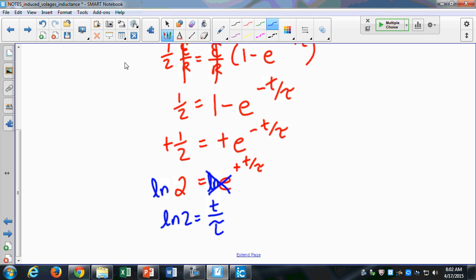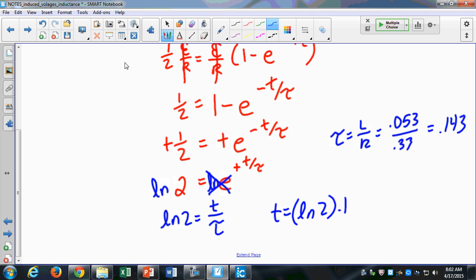What is tau equal to? What is tau? L over R. Anybody know what that is? 0.53, that's right. Don't forget to convert your millihenries to henries, divided by 0.37. What is it? Okay, we'll just get to that. All right, and then we just solve for t. So t is natural log of 2 times 0.143. Somebody tell me what it is. Okay, 0.099, we'll just call it 0.1 seconds. All right, so it takes 1/10 of a second in order for this to reach half its equilibrium current.